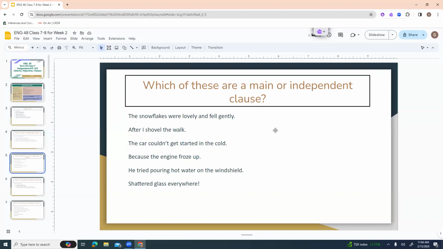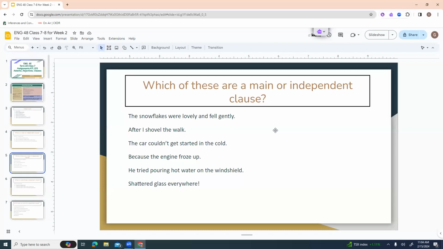"Because the engine froze up." Is there a subject? Engine. Is there a verb? Froze. Does it express a complete thought? No. Because the engine froze up, there should be a beginning of the sentence somewhere, right? That is kind of the end of a sentence. Something happened because the engine froze up. Maybe the car couldn't get started in the cold because the engine froze up. But by itself, it is not a complete sentence.